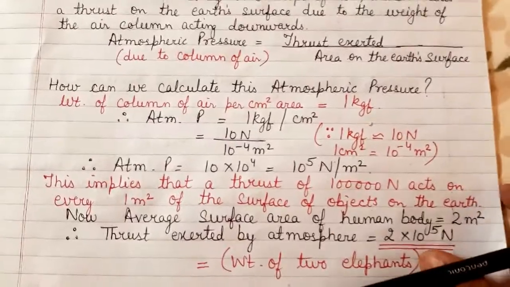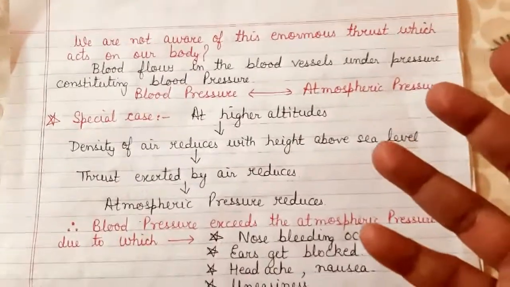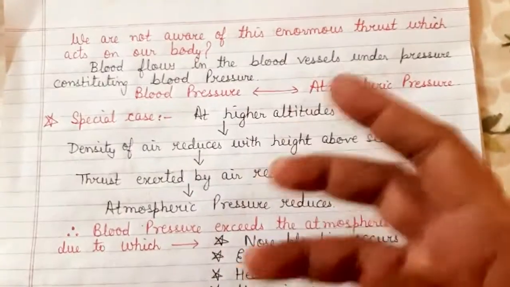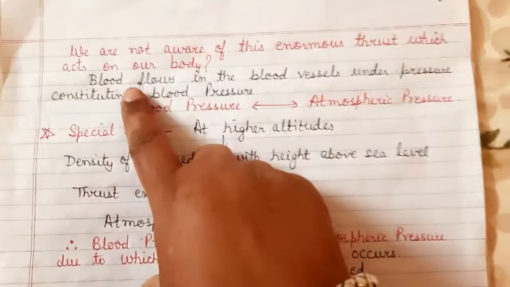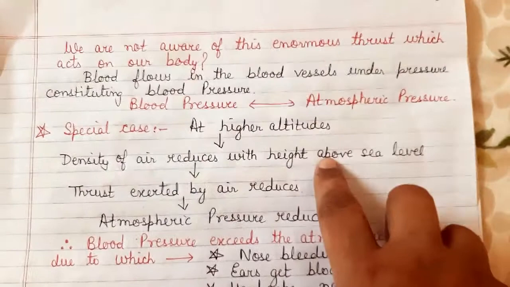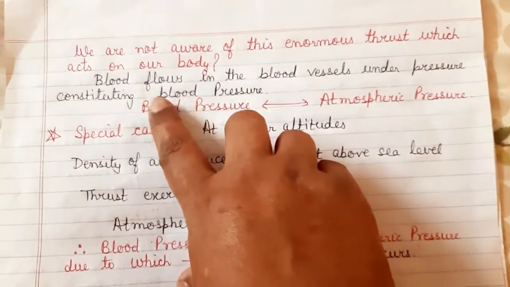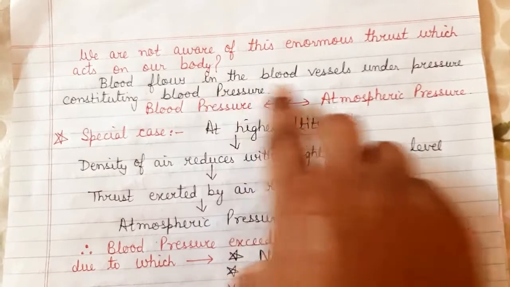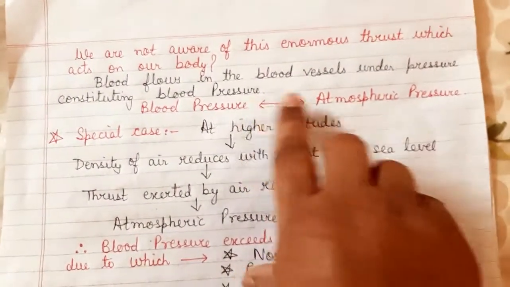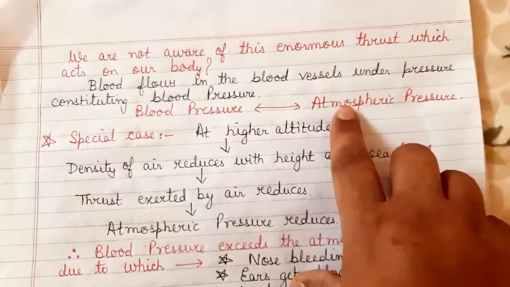But then the question arises: why are we not able to actually feel this enormous thrust on our body? So let us see why we can't feel this enormous thrust. Actually, the blood which is constantly flowing in our blood vessels is flowing under pressure, and that constitutes the blood pressure of our body. Now, why are we not able to feel the atmospheric pressure? Because the blood pressure balances our atmospheric pressure, due to which we are not able to feel it.